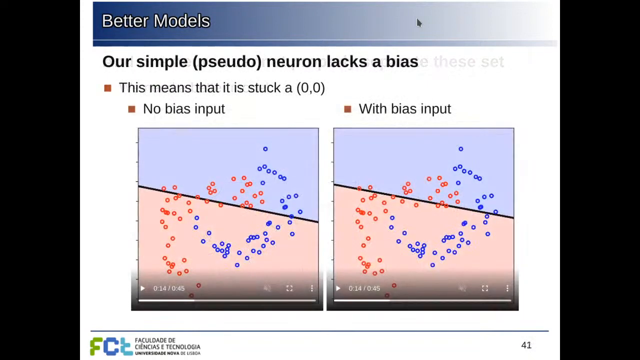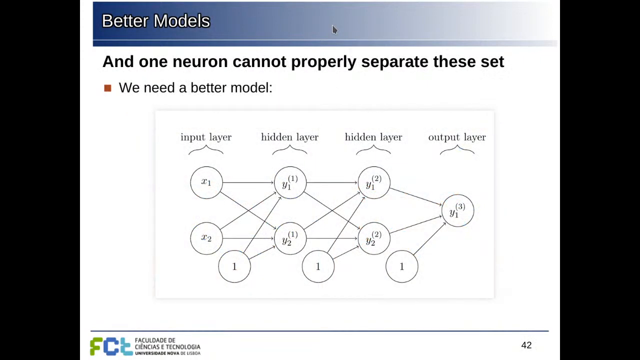Also, we cannot properly separate these data with a single neuron, because this is clearly not linearly separable. So we're going to need more layers. Let's create a network like this, where we have two hidden layers of two neurons each.